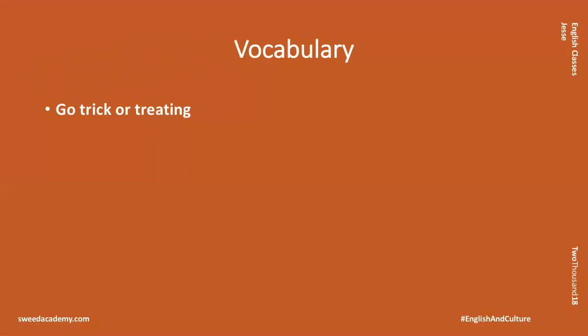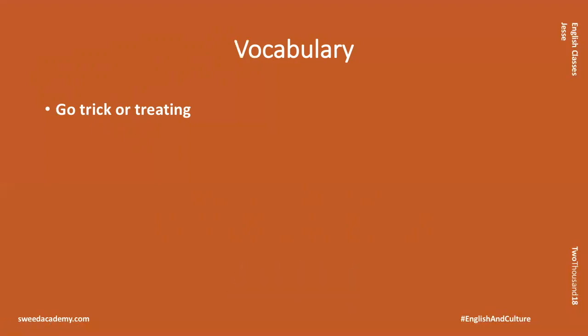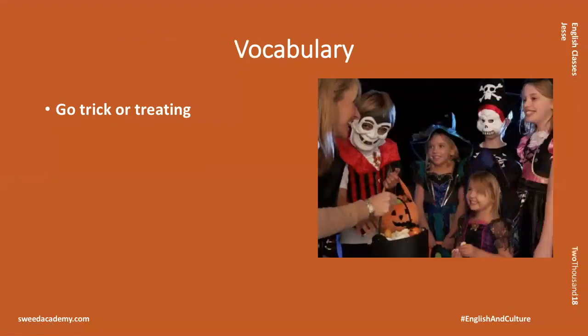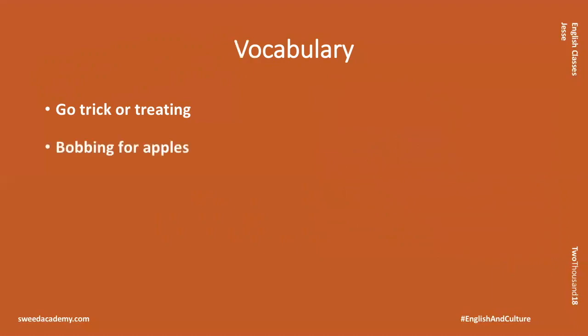So, to go trick-or-treating. Notice the verb go. And the pronunciation for these, they kind of go together. Tricker. It's kind of like a person who tricks, right? Trick-or-treating. Go trick-or-treating. If you're a student, repeat after me. Go trick-or-treating. This is the tradition when kids dress up in costumes and go door to door, say trick or treat, and they get candy, well, from the nice adults.